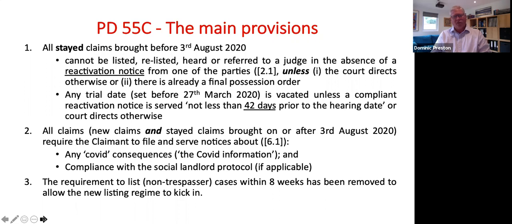Third big provision under the practice direction is the listing issue, which is that the requirement to list non-trespasser cases within 8 weeks is removed.